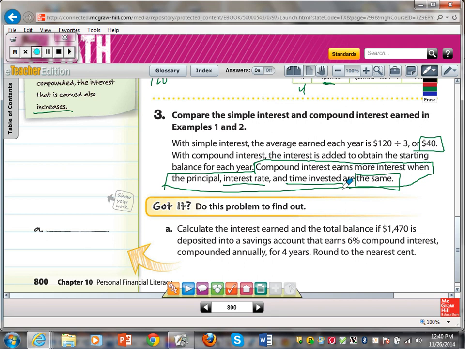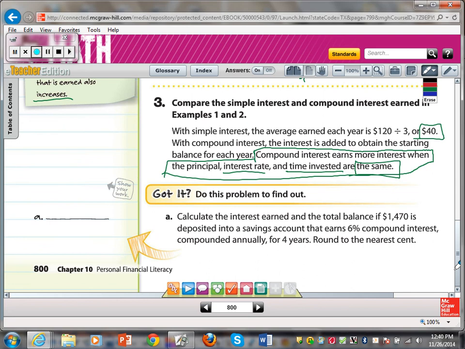All right? Okay, so let's see if you guys can do the following. Remember, it says here, calculate the interest earned and the total balance if $1,470 is deposited into a savings account that earns 6% compound interest annually for 4 years. So automatically you know that you're going to have to do this 4 times. Let me go ahead and start you off on the first one.